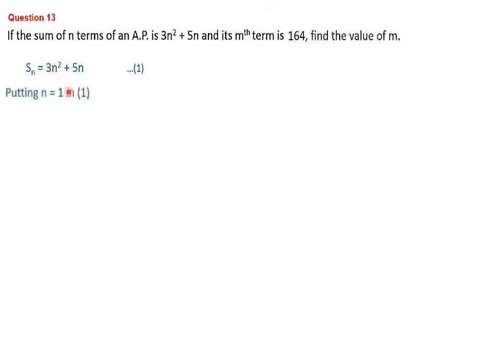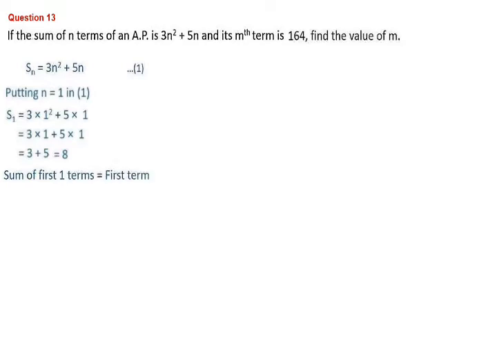Put n equal to 1. Then the sum of the first term is S1, which is equal to 3 into 1 square plus 5 into 1. Replace n and put 1. So that is equal to 3 into 1 plus 5 into 1, that is 3 plus 5, that is equal to 8. S1 is equal to 8, the sum of the first one term. Sum of the first one term means there is nothing to add, there is only one term. Actually the sum of one term is equal to the first term. That is, the first term is equal to 8 we have got.